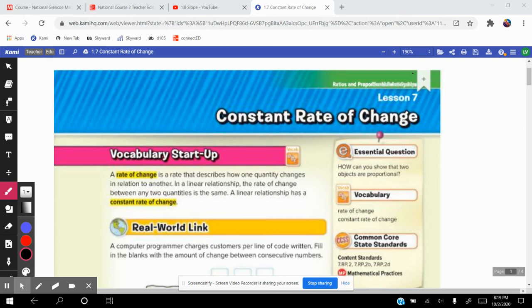A rate of change is a rate that describes how one quantity changes in relation to another. In a linear relationship, the rate of change between any two quantities is the same. A linear relationship has a constant rate of change. This is on page 65 in your textbook.